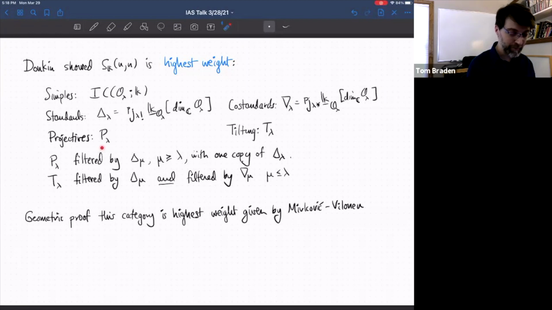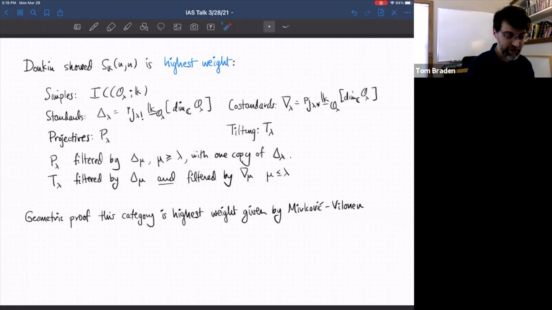They're projective. There are enough projective objects. So you have a projective cover of every simple, and you have these tilting objects, which have filtrations by both standards and costandards. Okay, so it's a very important categorical structure that shows up all over the place in representation theory. The reason for this to be highest weight is quite different from category O, where the proofs have a different flavor, I think.